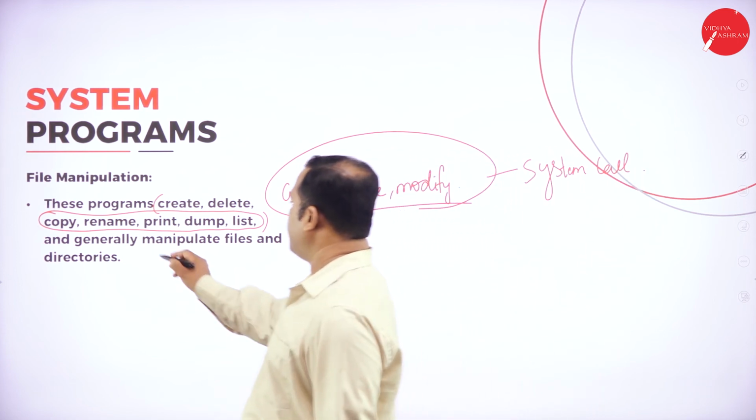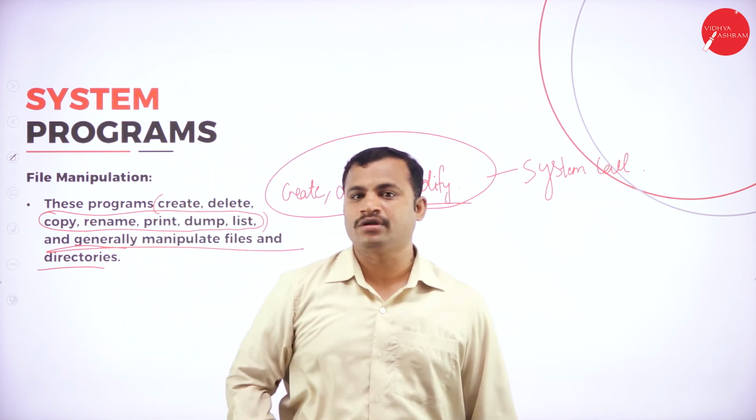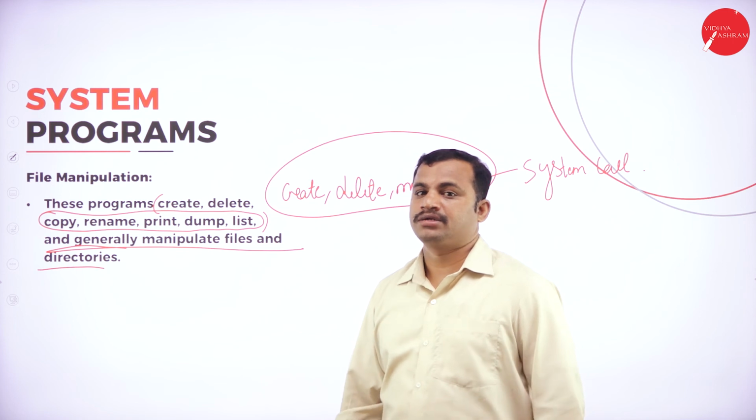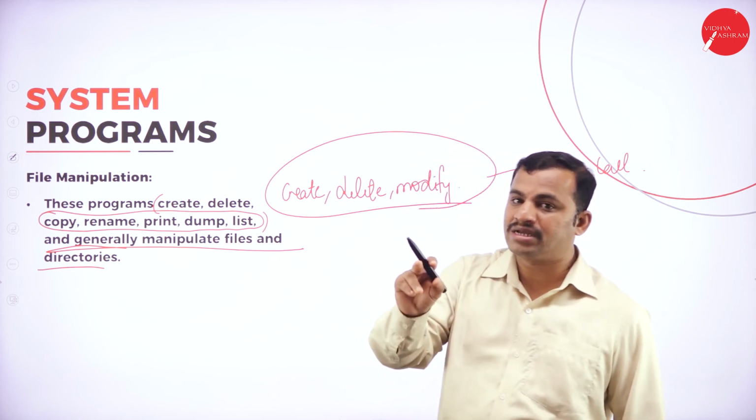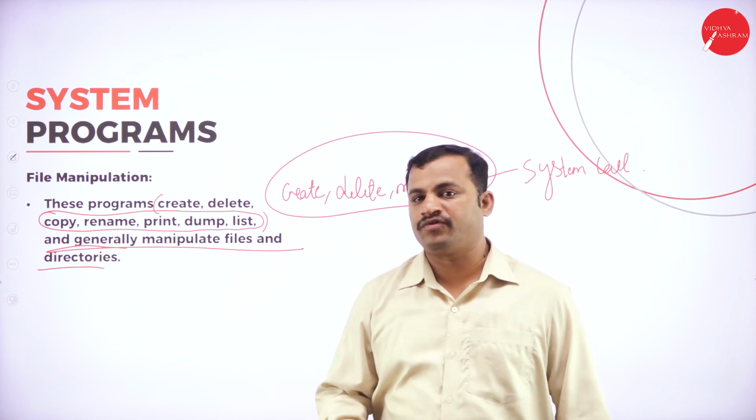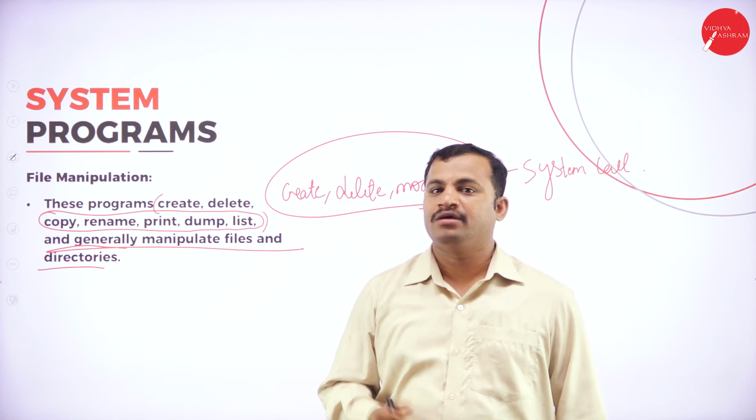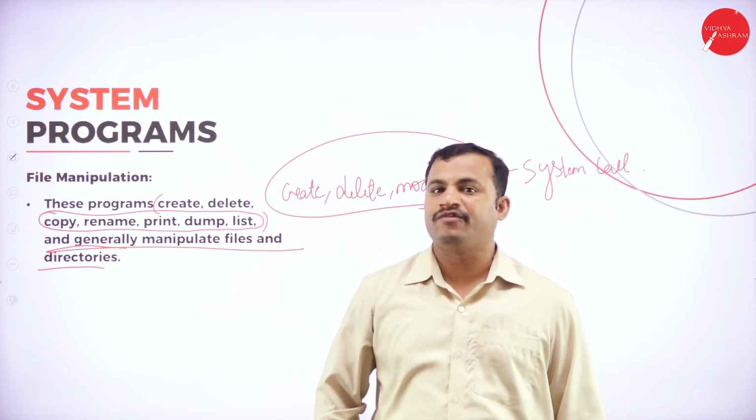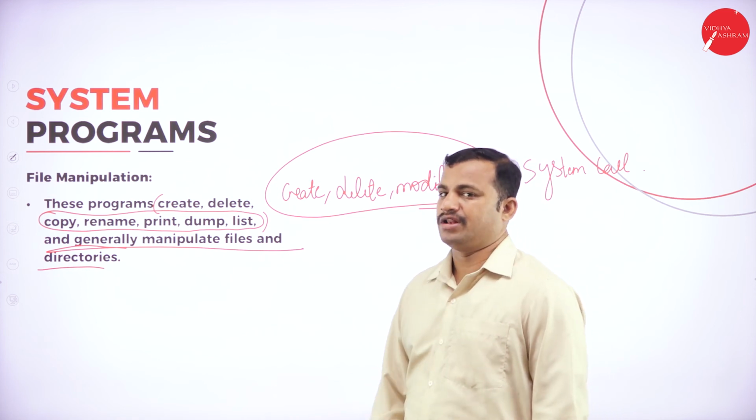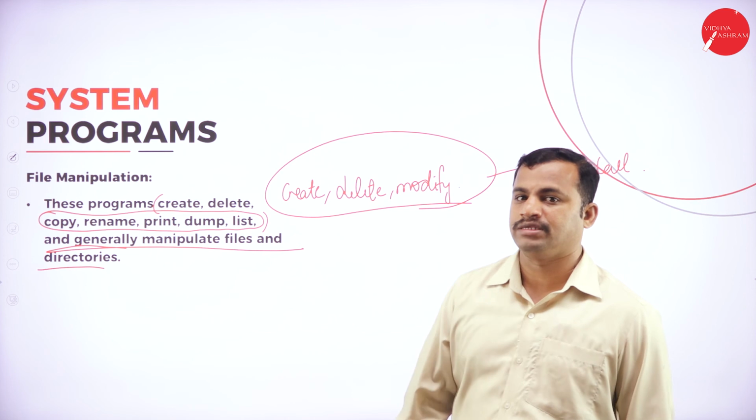That is, generally manipulating files and directories, that is, one folder within another folder within a second folder. This is how the directories are placed, and whenever the cursor is placed onto the directories, certain operations are done: opening a file, deleting a file, manipulating a file, like reading a file, writing a file. All these are types of operations performed on files. This manipulation is also the responsibility of the operating system.